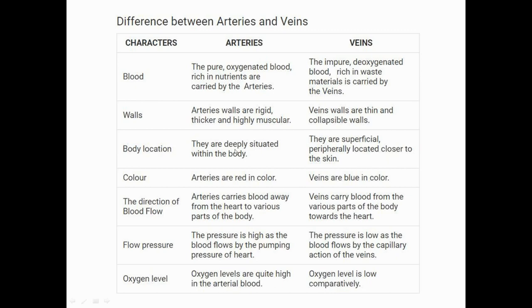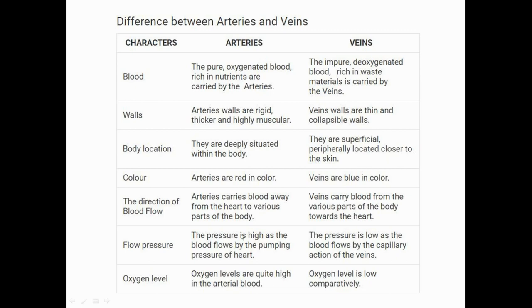Arteries are deeply situated within the body. Veins are located superficially. You can observe veins beneath your skin, especially in the hands. You can observe the bluish-greenish vessels running. These are actually the veins. Arteries are red in color, veins are blue in color. Arteries carry blood away from the heart. I have told you earlier, A for arteries, A for away from the heart. You can easily remember this term. It carries blood away from the heart. Veins carry blood towards the heart.